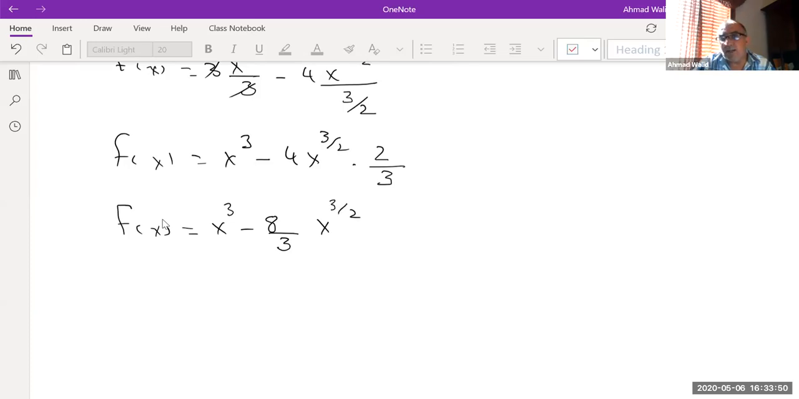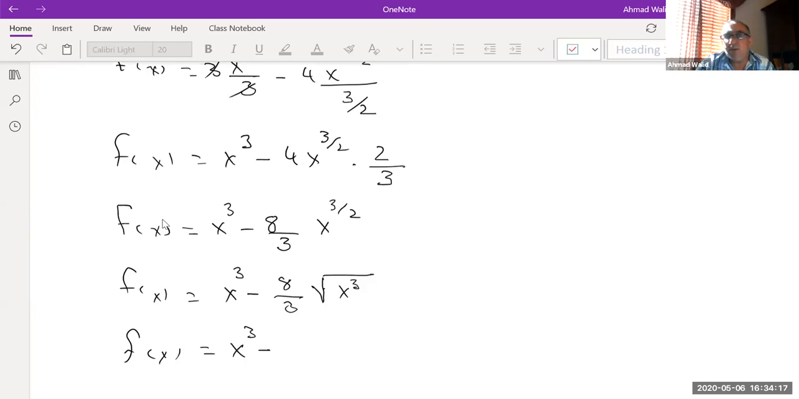Let's change it back to radical notation. F of x equals x cubed minus 8 over 3. What is x to the 3/2 in radical notation? The square root of what? X cubed. And if you simplify this, you can keep your answer this way here, like this, or you can simplify 8 over 3 x radical x.